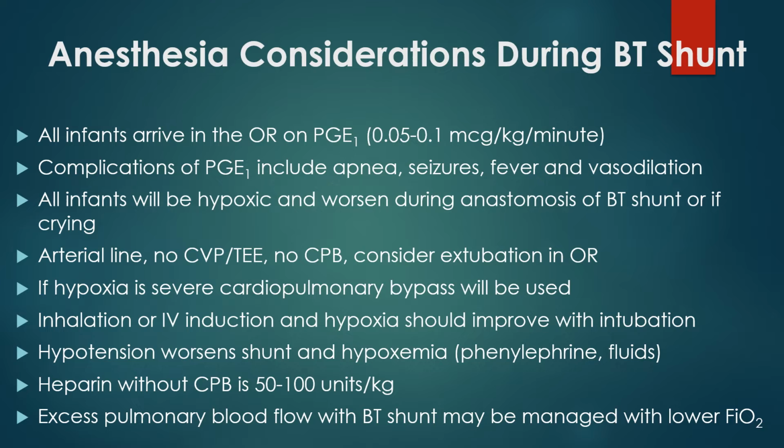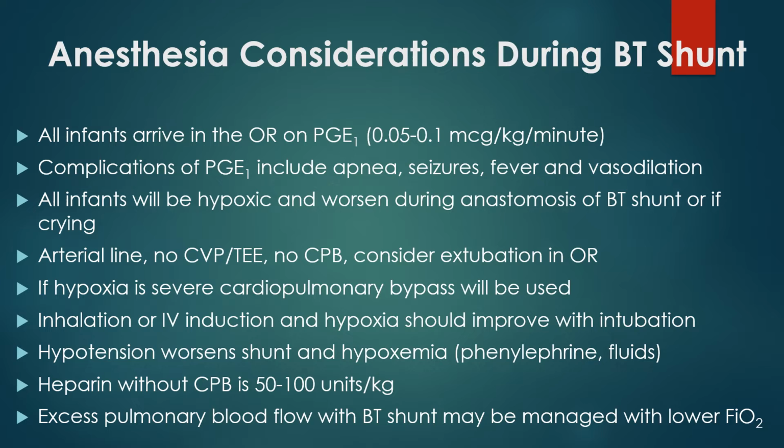Consider extubating in the OR, actually, because again, it's a simple operation in a complicated patient. But if the patient's very hypoxic and can't handle the clamping of the pulmonary artery, they're going to get cardiopulmonary bypass. Inhalation induction or IV induction, often they have an IV. You can also use some IM ketamine if you need to. Hypotension worsens the shunt and hypoxemia, so you end up using phenylephrine and fluids.